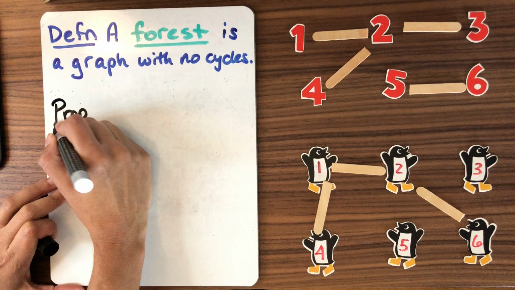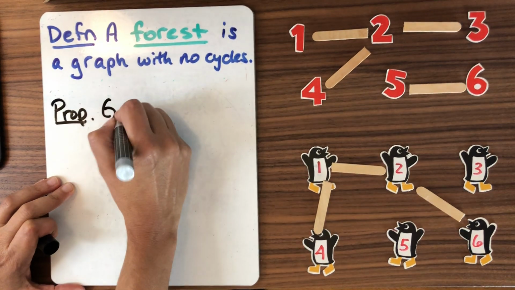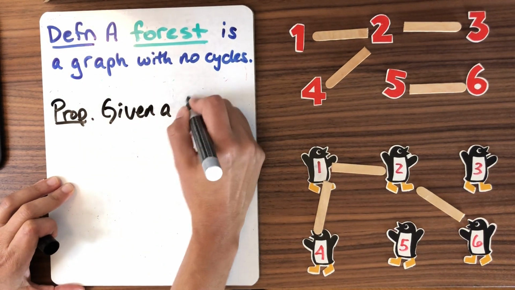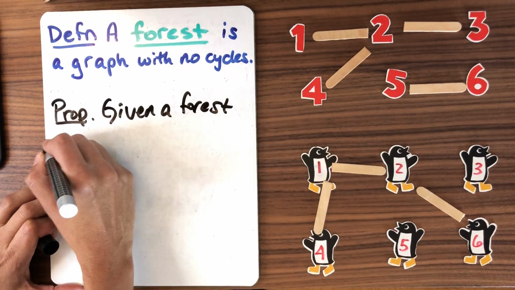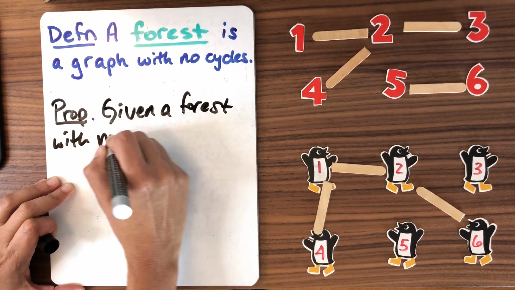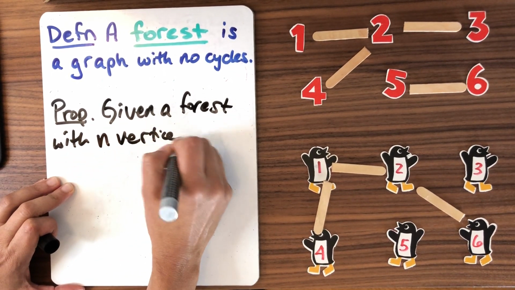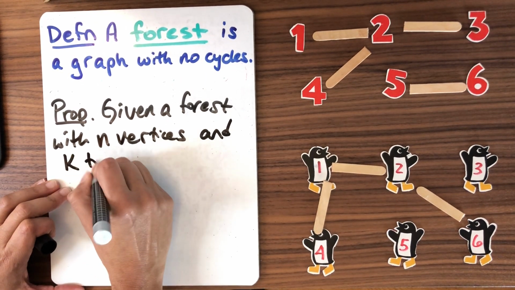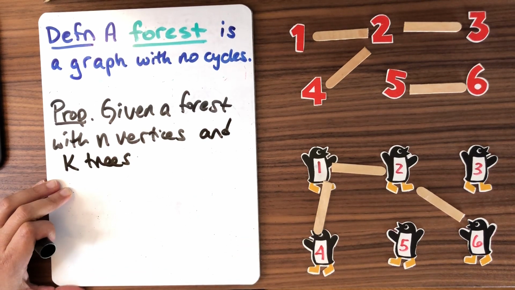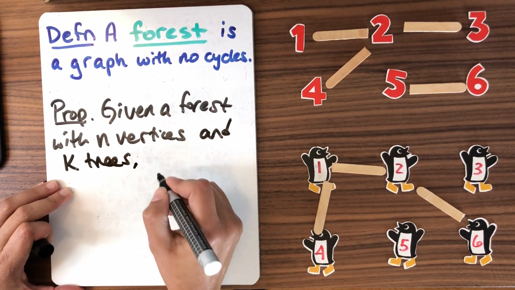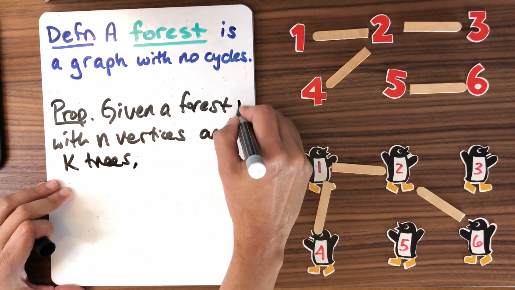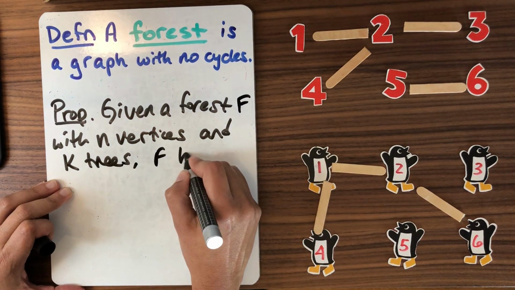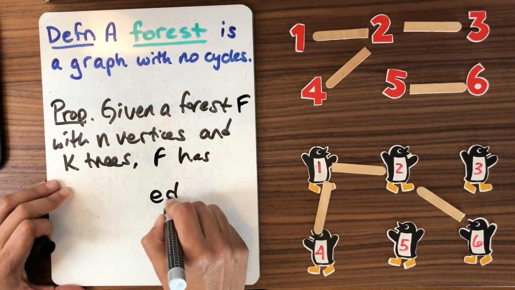Proposition: given a forest with n vertices, we need more information. And let's say k trees. k is the number of connected components. Given a forest, say F, F has how many edges?